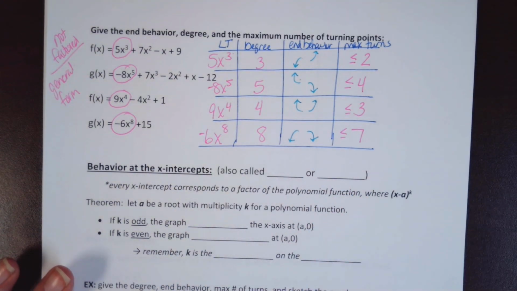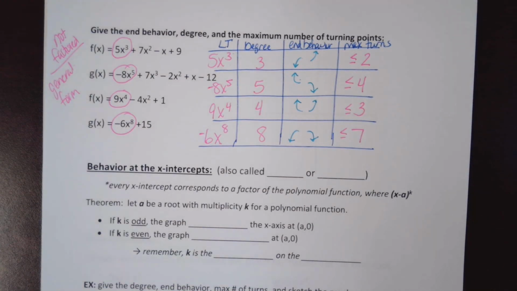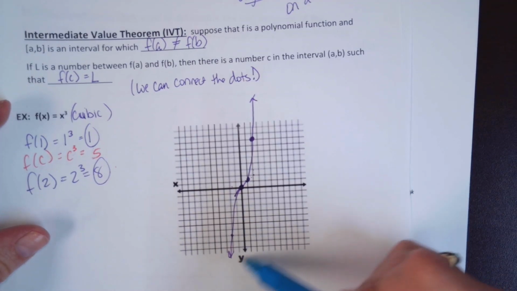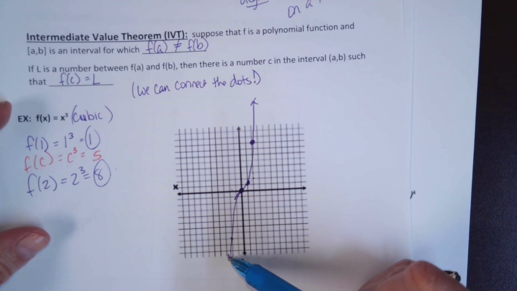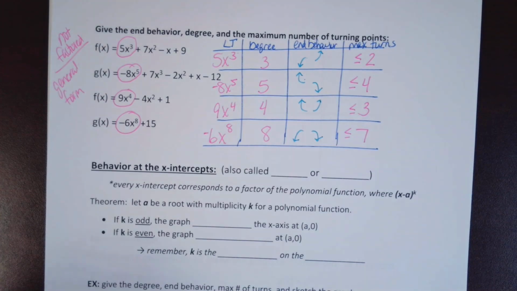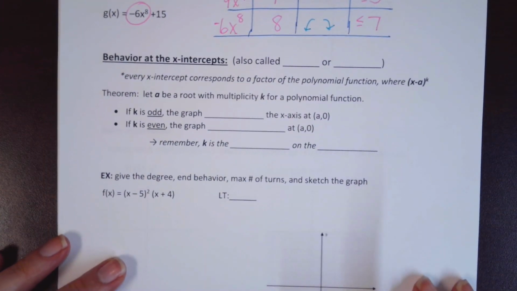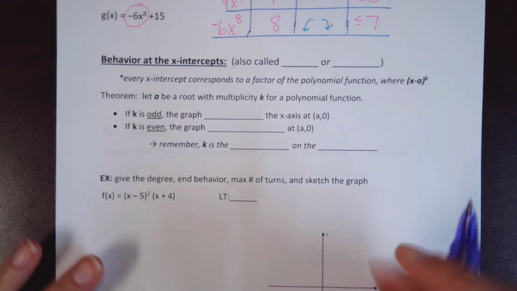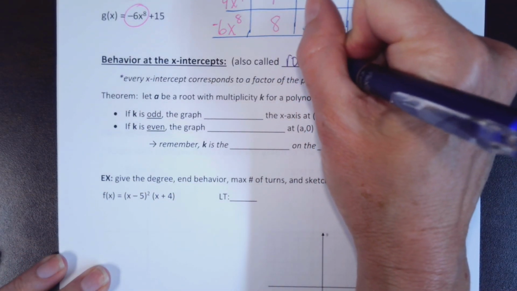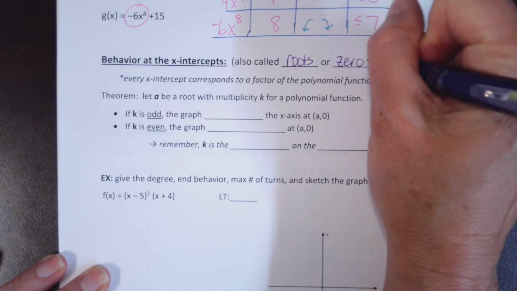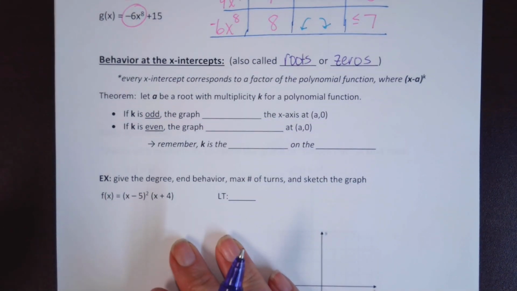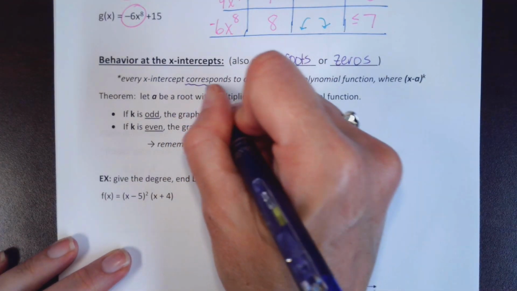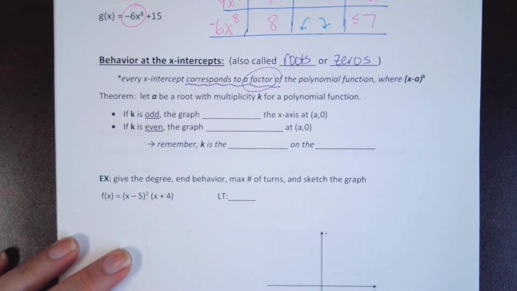So that's my first set of behaviors, the behaviors that talk about where most of the function exists, where those ends are heading off to the infinities. The other type of behavior on polynomial functions is behavior at the x-intercepts. Now remember, x-intercepts are also called either roots or zeros of my function, anywhere I cross the x-axis. Every x-intercept corresponds to a factor of the polynomial.